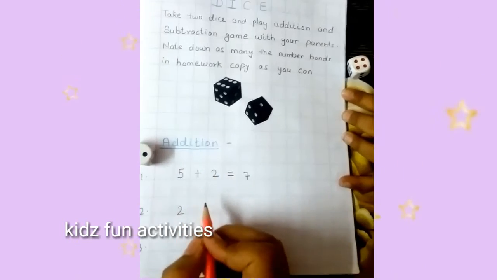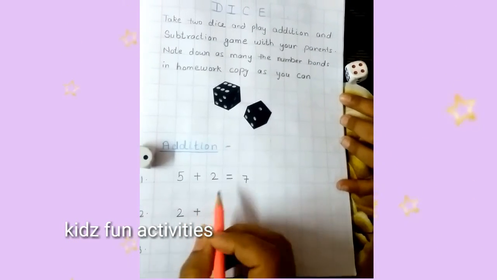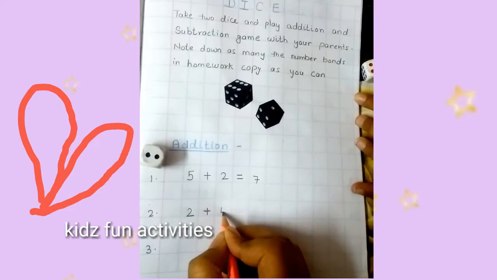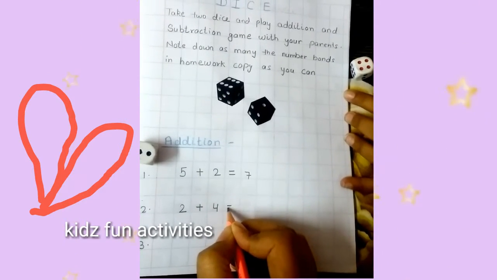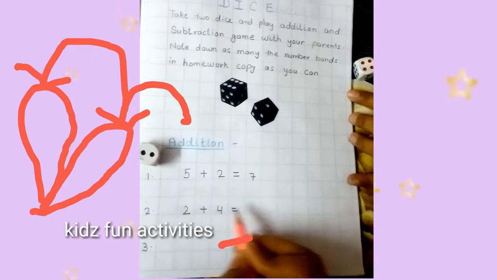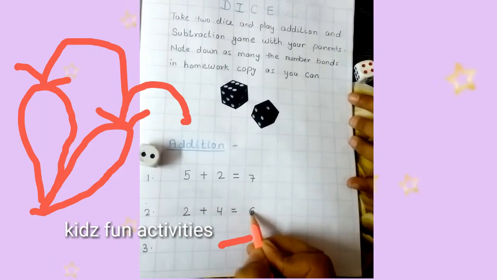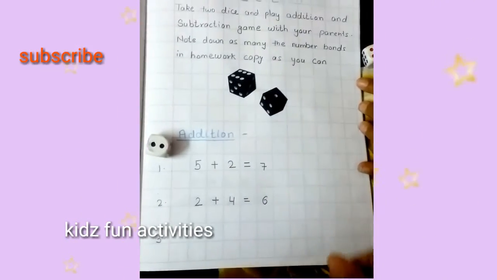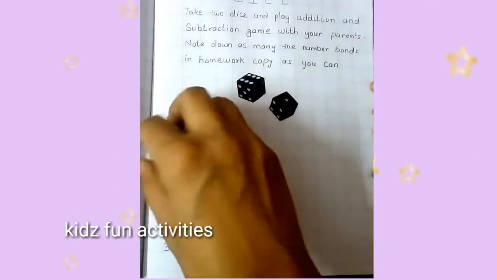Now the second one is we get 2 plus 4. So the bigger number we will put in our mind, that is 4, and 2 on our finger. Now start forward counting up to 2. 4 plus 1, 5 plus 1, 6. So 2 plus 4 equals 6.